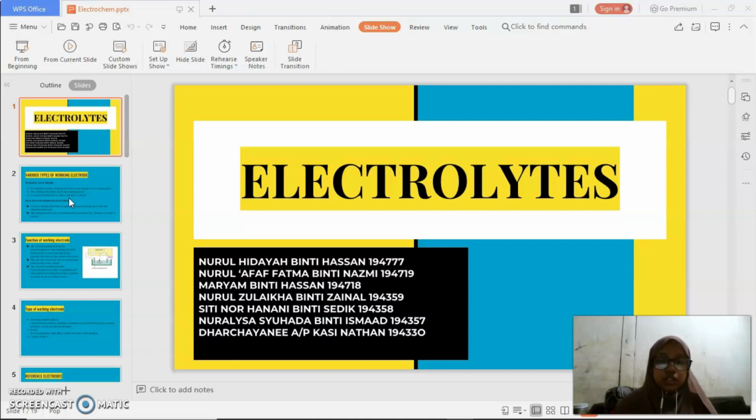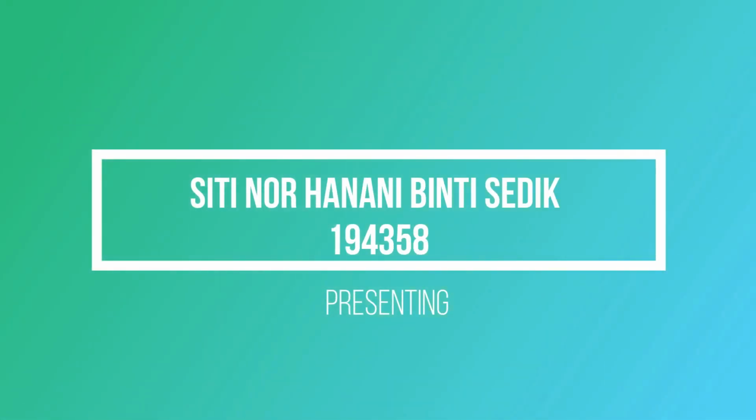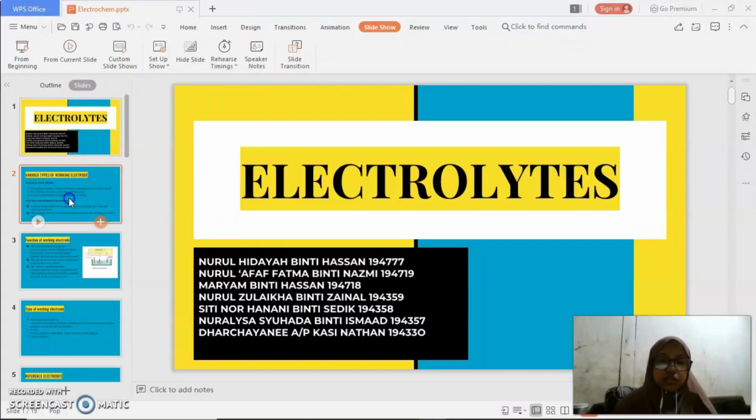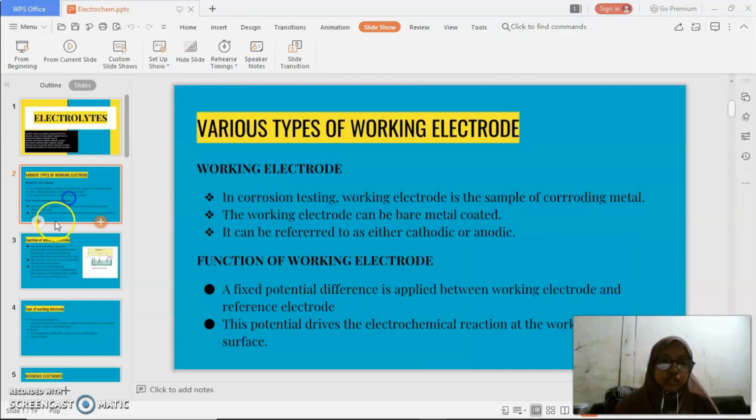So today I'm going to present on the topic of electrolytes. So first is the various types of working electrode. So working electrode, in a corrosion testing, working electrode is the sample of corroding metal.